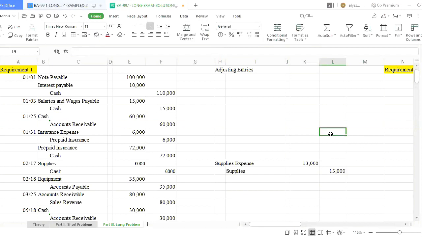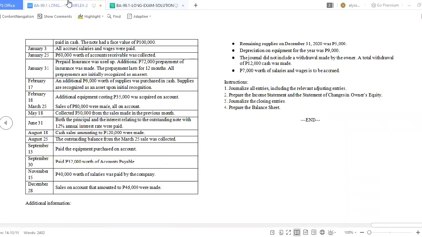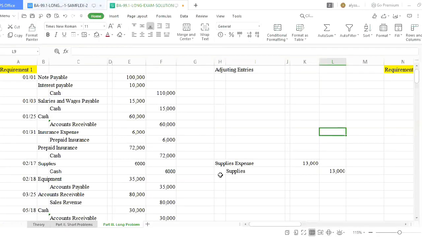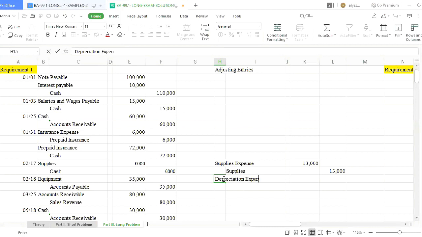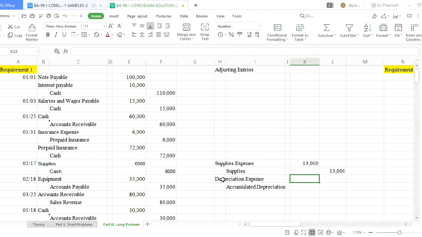And then another adjusting entry: depreciation for the year was 9,000. So yes, this is for the total depreciation, so depreciation expense, and accumulated depreciation. That's 9,000.